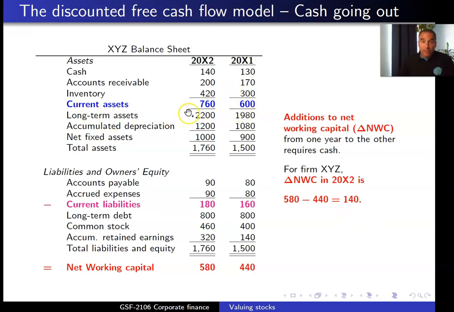Okay, so note if we had only used the current assets, the current assets went up by 120. But current liabilities went up by $20. So the total amount of cash spent on current assets is not 160, but it's 140, because we take that 160 and we subtract the $20 increase in short-term borrowing. And that's a cash outflow. So 140 here is an amount of cash leaving the firm.